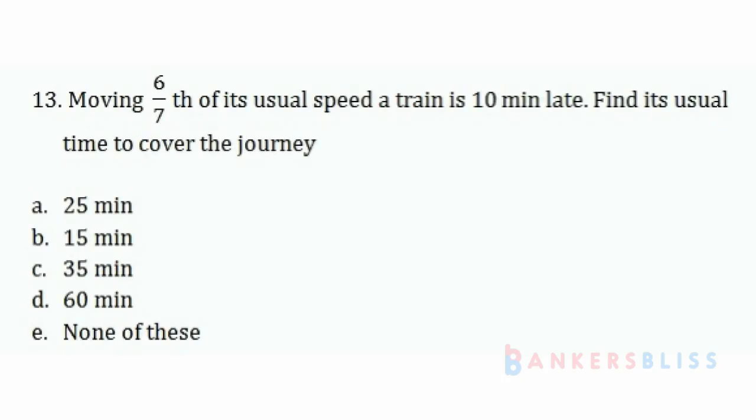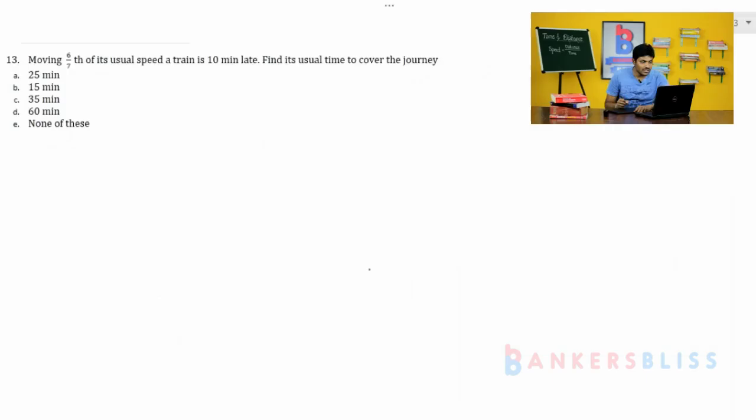Problem number 13. Moving at 6/7 of its usual speed, a train is 10 minutes late. Find its usual time to cover the journey. Here again you have two methodologies to solve. Directly I go to the concept of inversely proportional, because the general method takes too much time.